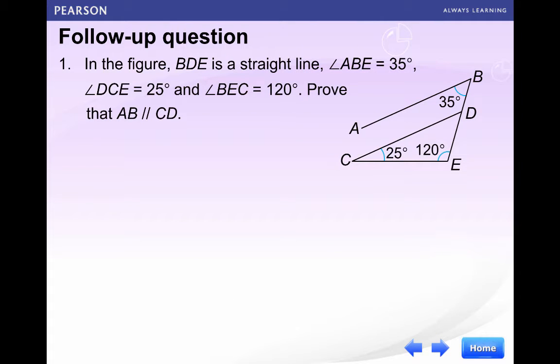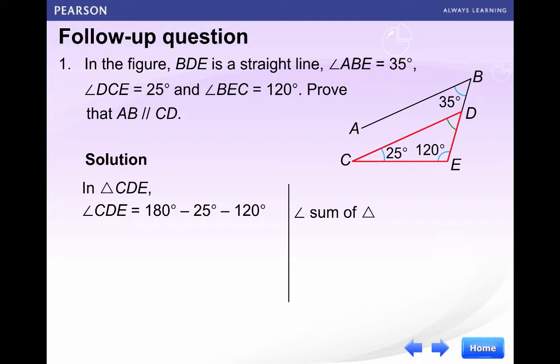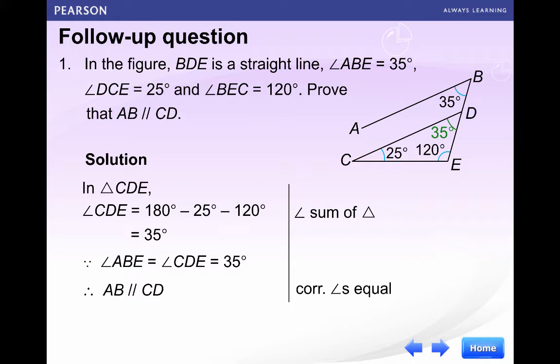One more example here. We want to prove that AB is parallel to CD. This time we use angle sum of triangle. Look at triangle CDE. We try to find angle CDE by using angle sum of triangle, and this one is 35 degrees. And once we know that these two angles are 35 degrees, we can say that these two lines are parallel. The reason is corresponding angles equal.